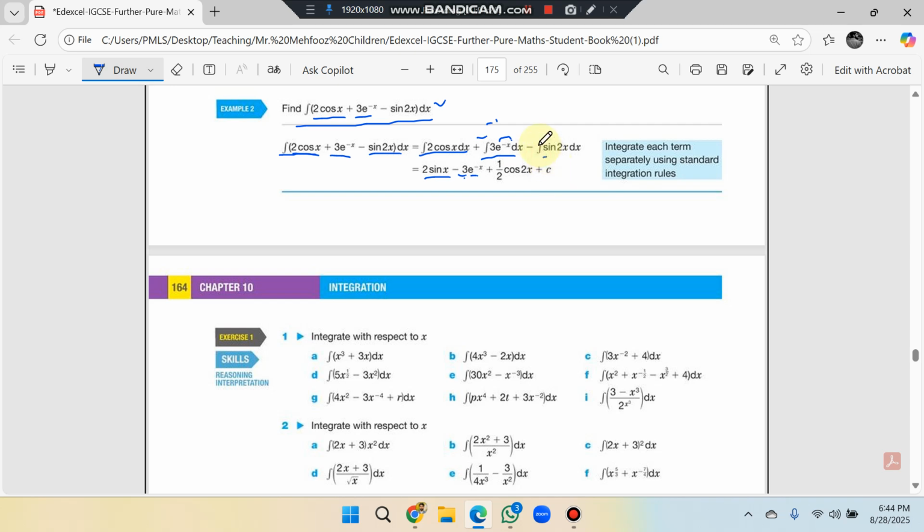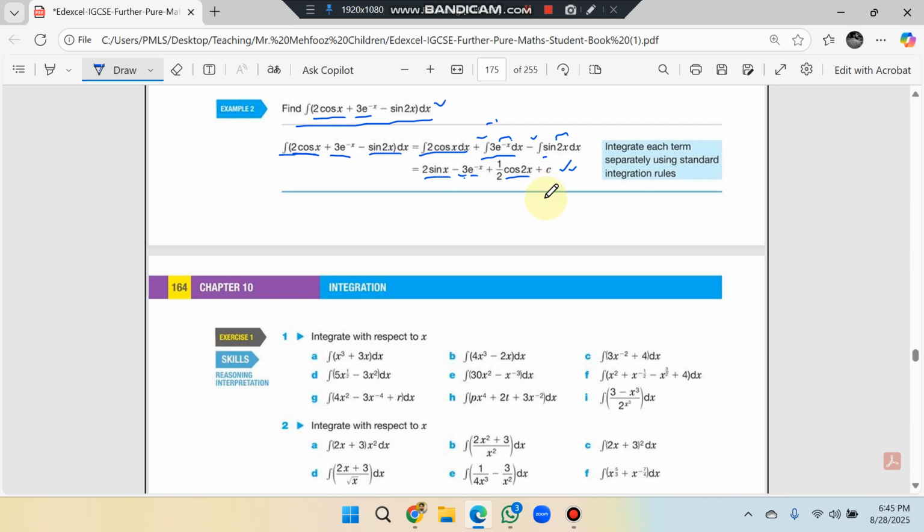This minus cos and this minus becomes plus cos 2x, and this 2x has the derivative 2, and we divide by its derivative, that is 1 over 2, and plus c is as it is, the generic constant of the integration, because we are dealing with indefinite integrals. Okay, this is your example 2.